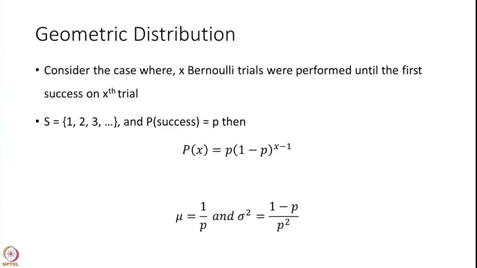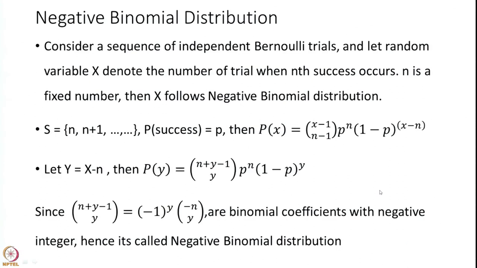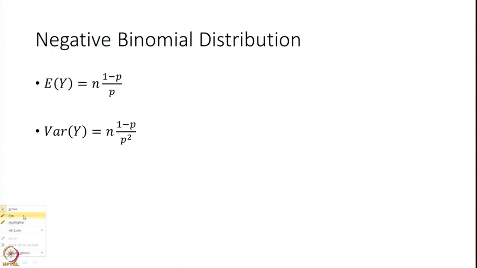I think I forgot to mention the notation for distributions, so let me do it here for your information. If x follows a geometric distribution, we say that x follows geometric, and it has only one parameter, which is p. If it follows a negative binomial distribution, the notation is x follows negative binomial n, p. Remember, the parameters are the same as in binomial, so it is n and p. Please note this.